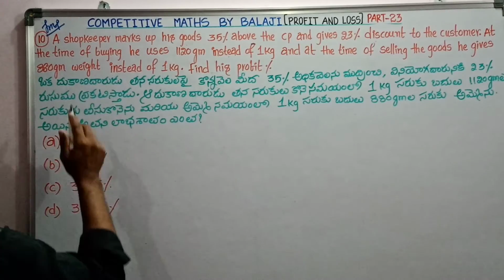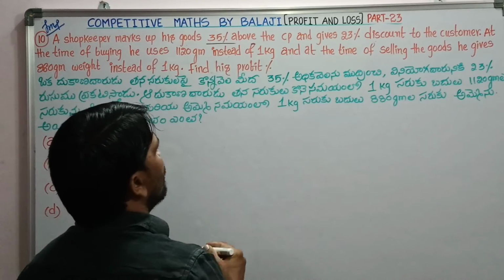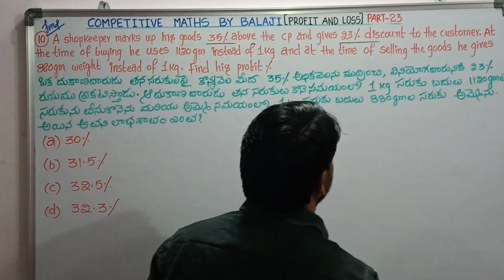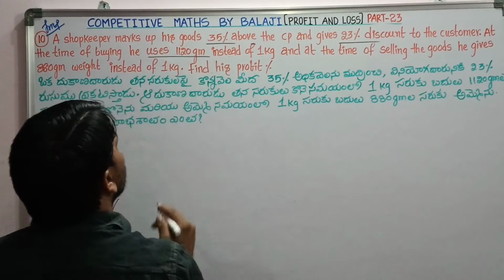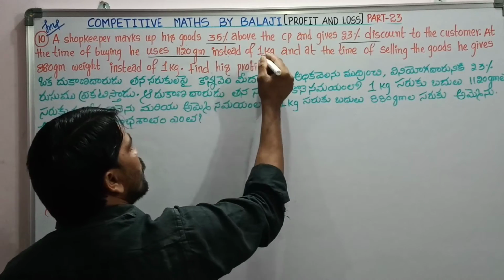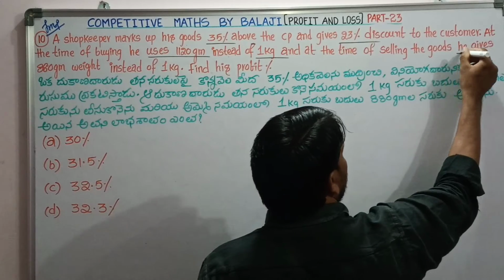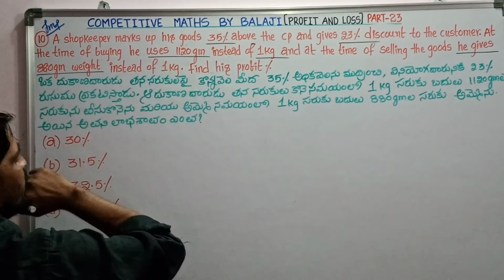10th question. A shopkeeper marks up his goods 35% above the CP and gives 23% discount to the customer. At the time of buying, he uses 1120 grams instead of 1 kg. And at the time of selling the goods, he gives 880 grams weight instead of 1 kg.